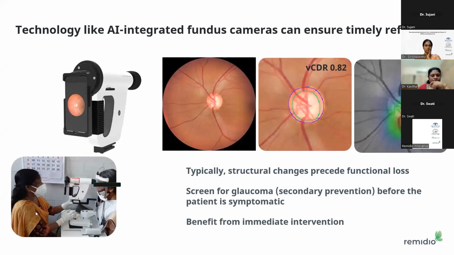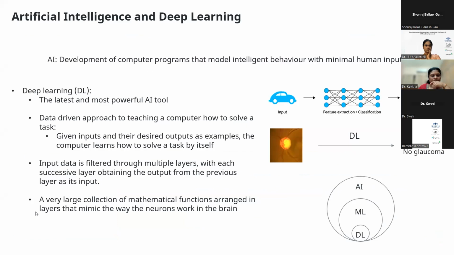Given that in most cases, typically structural changes precede functional loss, this led us to hypothesize whether a portable, simple-to-use, cost-effective fundus camera with integrated AI can ensure timely referrals. So the idea was to screen for glaucoma as secondary prevention before the patient becomes symptomatic and identify those with measurable structural and functional change and those who would benefit from immediate intervention.